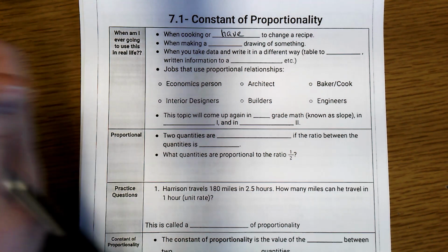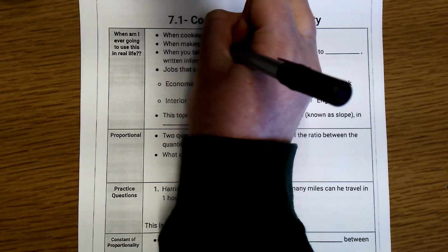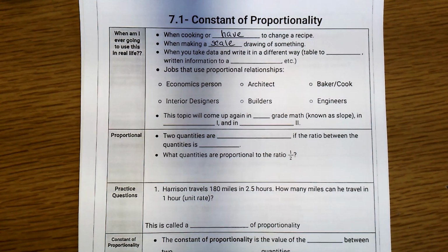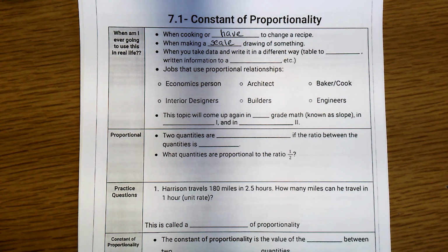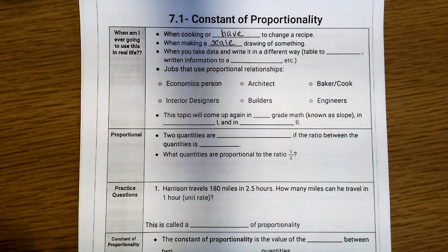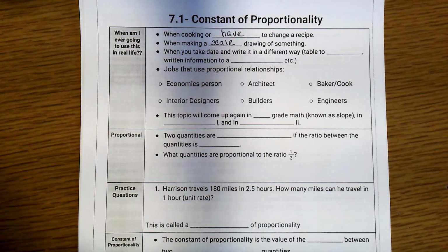recipe. Same idea for when you're doing a scale drawing. That's where we take something that's usually really big and we draw a smaller version of it. When you do that, you take all the measurements and divide by the same amount to get your smaller version. Since it's the same amount, that makes it proportional.